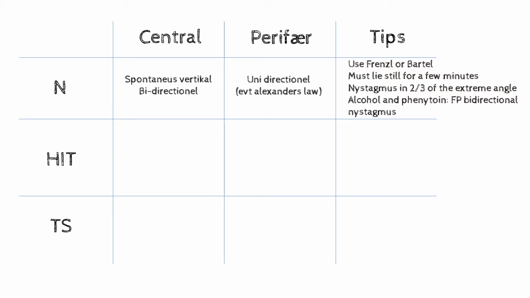Okay. Some of the tips for doing the nystagmus test is, well, use the Frenzel or the Bartels glasses. The patient must be lying still for a few minutes. And the nystagmus, as we talked about, should be 2/3 of the way to the extreme of the angle of the eye. And then be cautious of patients on alcohol, and some places they also list phenytoin, because there's often a false positive bidirectional nystagmus in these patients. The head impulse test that is normal, indicating a central cause, would be that there's no catch-up saccade, meaning that it just looks like any other patient where you turn the head.